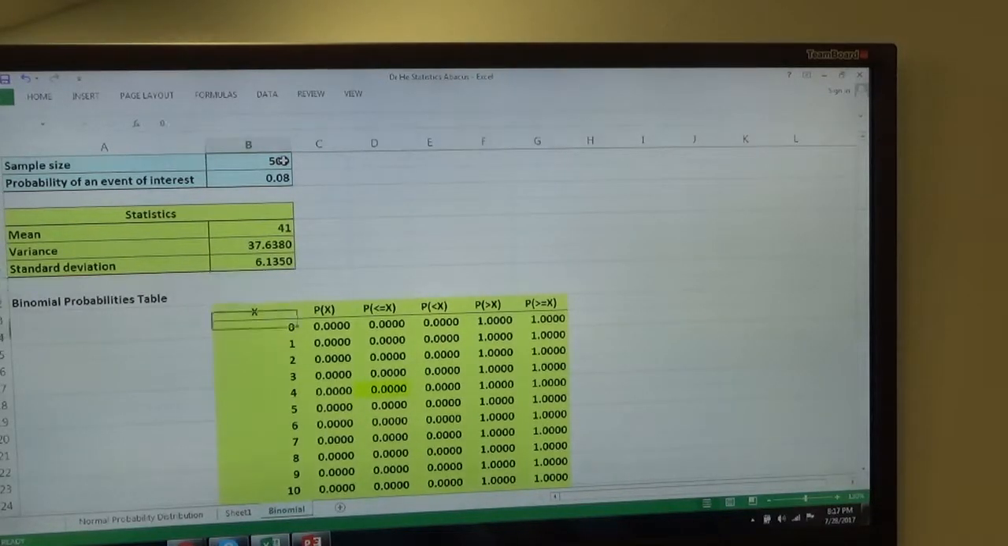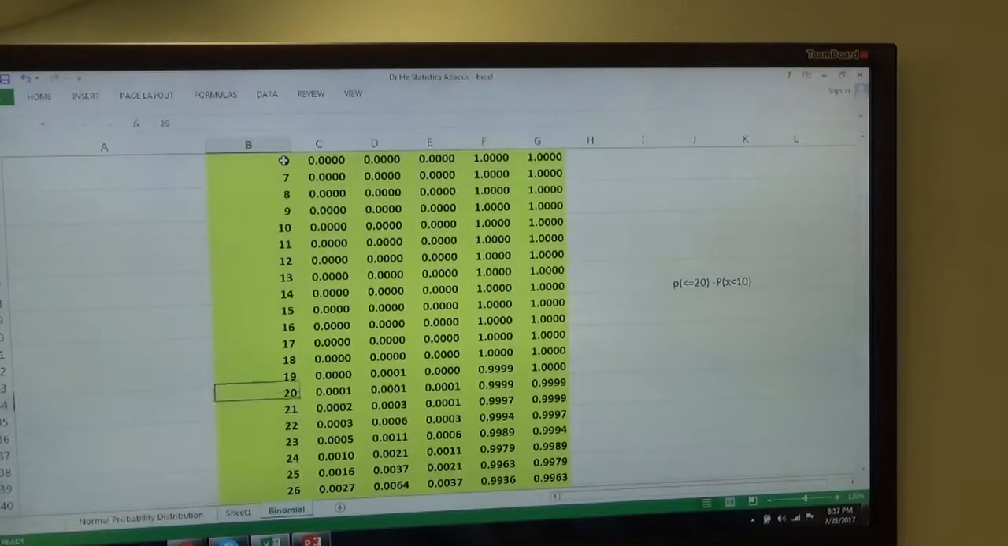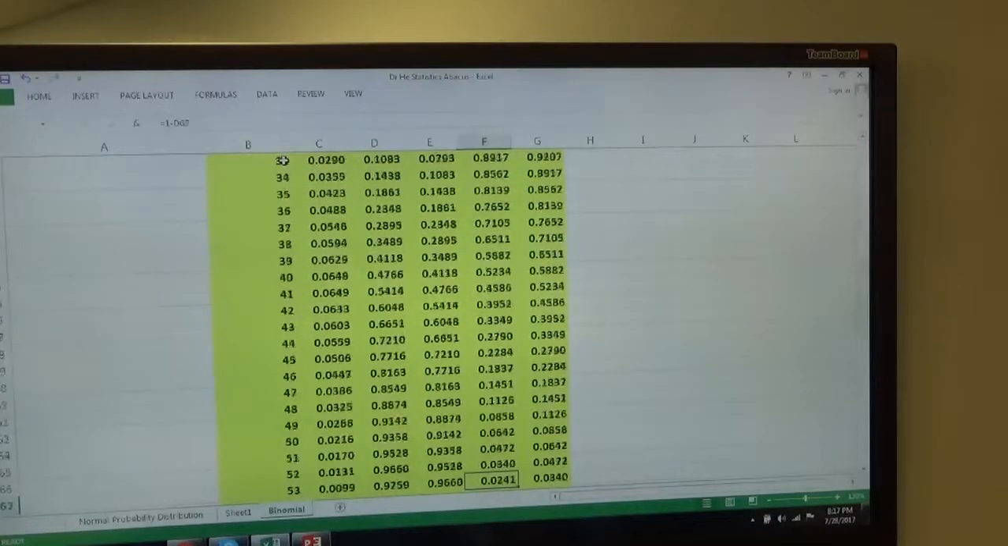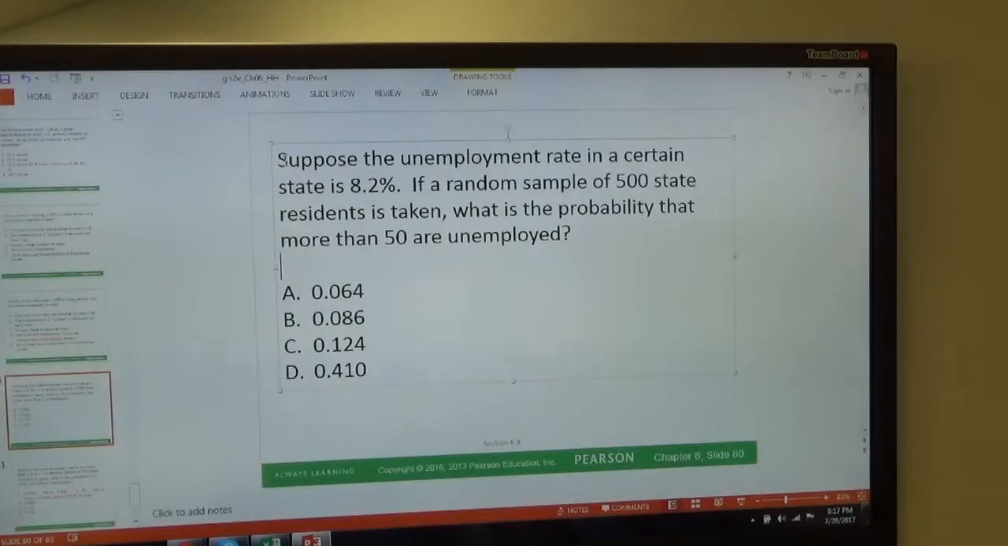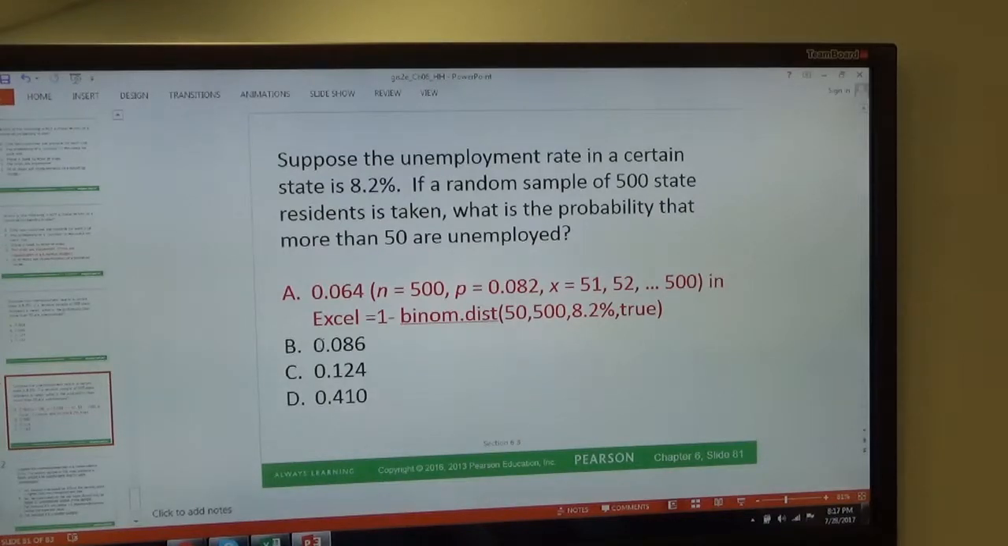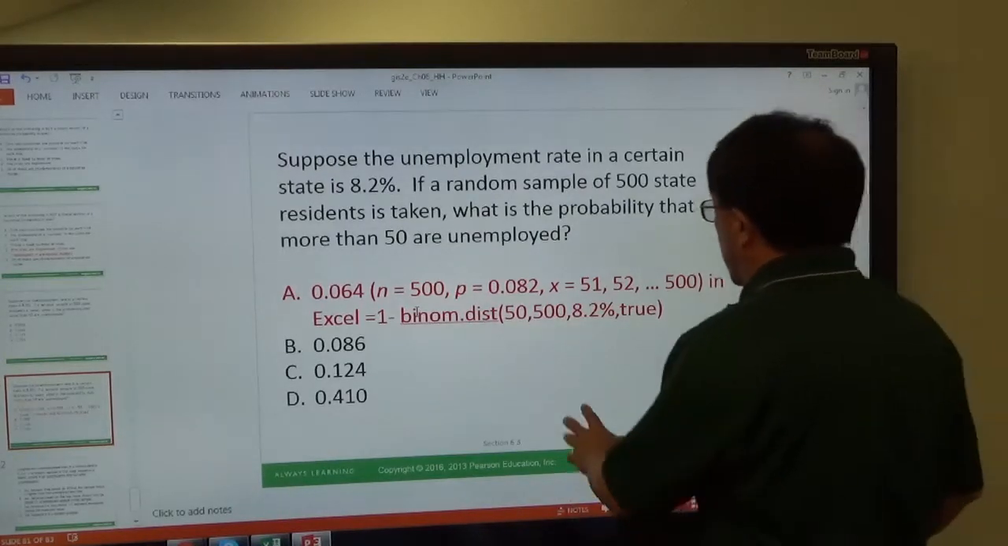And more than 50. Which one is more than 50? Greater than, it's this color. No, this color. Greater than 50. Find 50. So 0.0642. Or if you want, you can do 1 minus. Whenever the question asks you for more than, always use 1 minus the probability of less than 50.